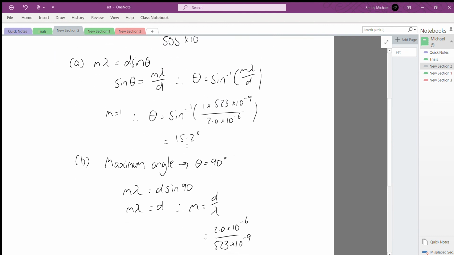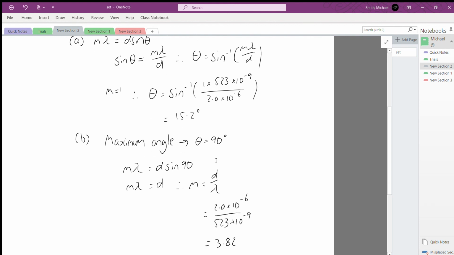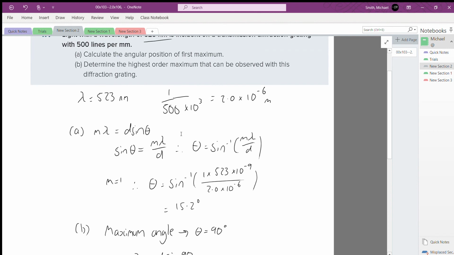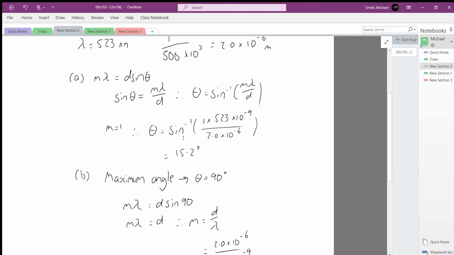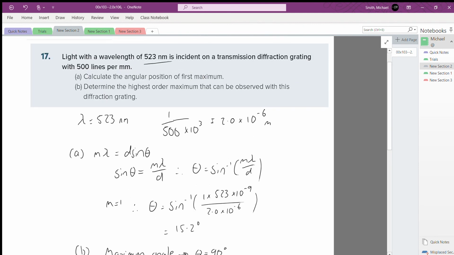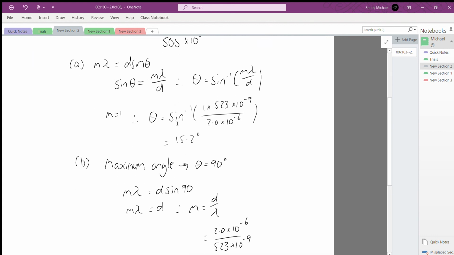And the hardest bit is communicating your reasoning for why it has to be 90 degrees, but that doesn't take much. And that's it. So it's not actually a very hard question, but there are a lot of tricky concepts and calculations that are implicit within the question, that you're not asked explicitly to do, like calculating the distance between adjacent slits in a diffraction grating. But aside from that, it's not too bad.